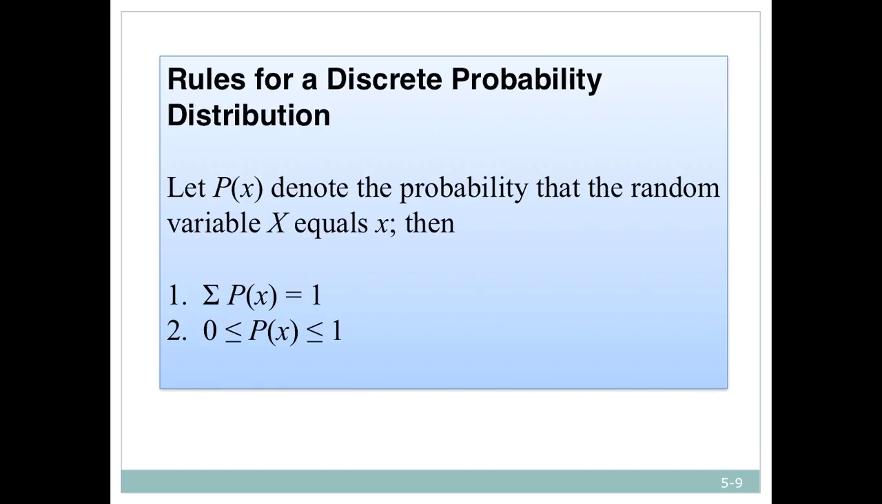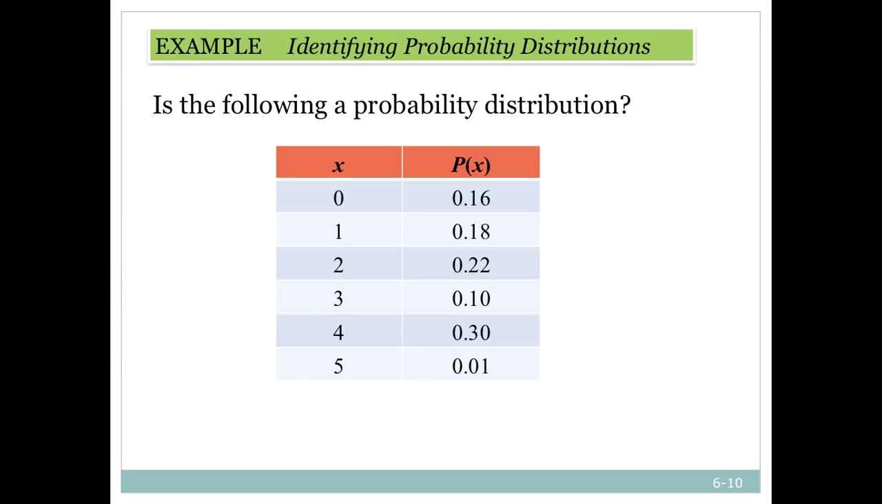and we have to make sure that when we add everything up, it equals 1. So let's take a look at a couple of examples, and we want to determine if the following are probability distributions. So if we take a look at this example, the first thing we want to look for is we want to make sure there aren't any negative numbers.